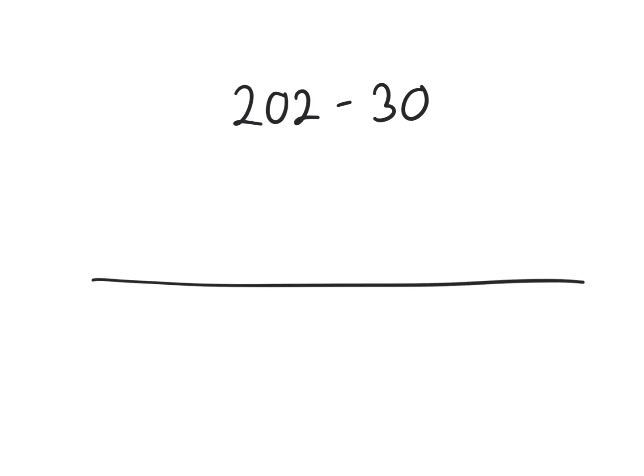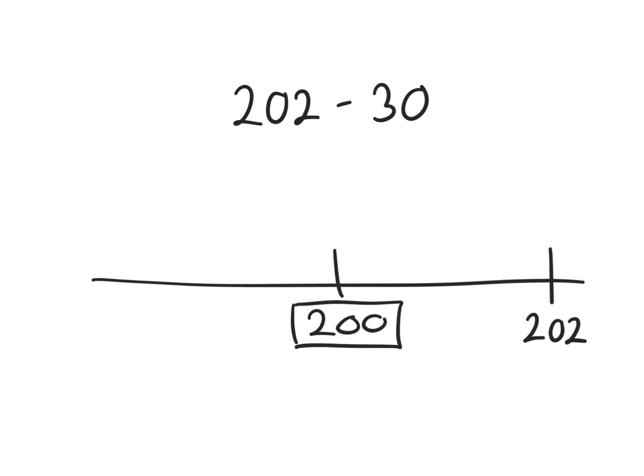And so on to subtraction. Let's have a look at an example. So if I take 202 and I'm going to subtract 30 from this. Okay, so if we look at a number line like we did previously, and I'm starting at 202. Okay, we're going to go past our multiple of 100 here, and we're going to finish up somewhere around the left hand side of the number line.